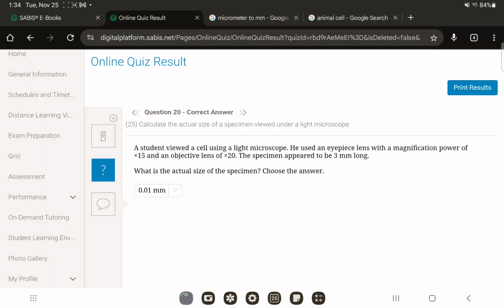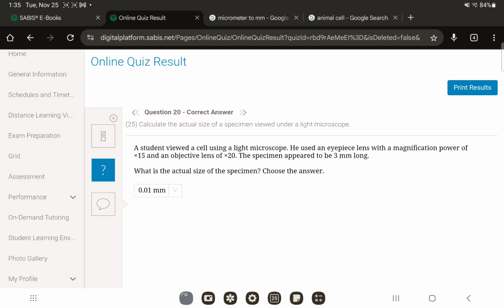A student viewed a cell using a light microscope. He used an eyepiece lens with a magnification power of x15 and an objective lens of x20. The specimen appeared to be 3 millimeters long. What is the actual size of the specimen?